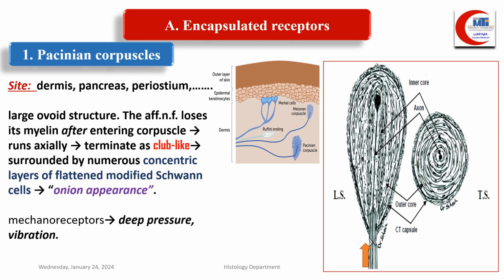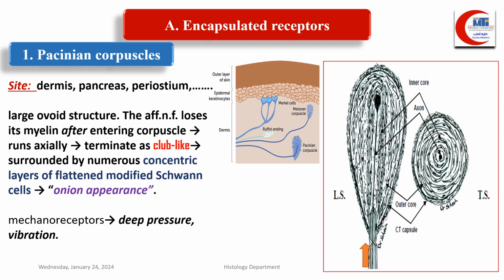Here we can see that the axon is present in the center, on TS the axon pointed in the center, then surrounded by multiple cells which are Schwann cells, but these Schwann cells are the modified type, okay? On the LS appearance, we can see that the axon passes without myelin, okay? Then it is surrounded by modified Schwann cells around it.